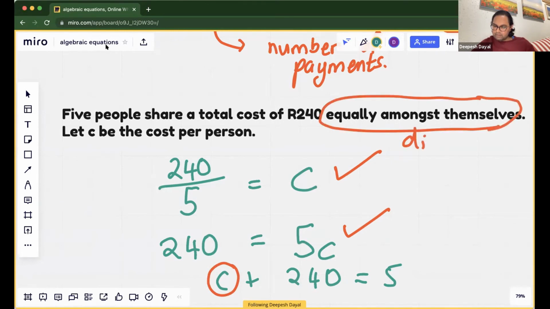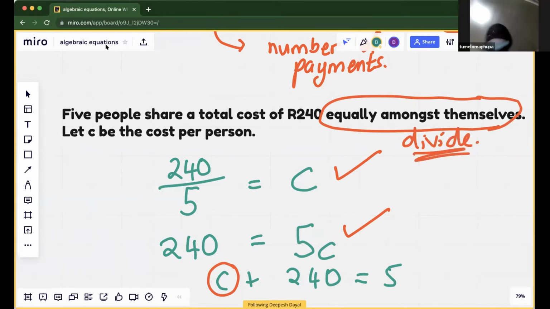They have to share equally amongst themselves means divide, right? Okay. Does that make sense? Yes, sir. Great. So it is 240 divided by 5 or 240 equals 5C. Okay. Somebody's given me the answer of 48. Okay, great. So that's come to the end of the lesson for today.